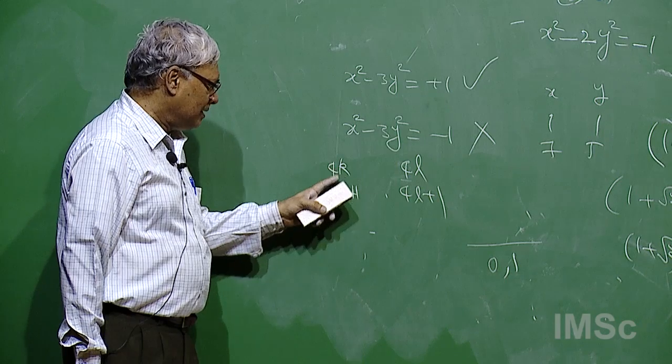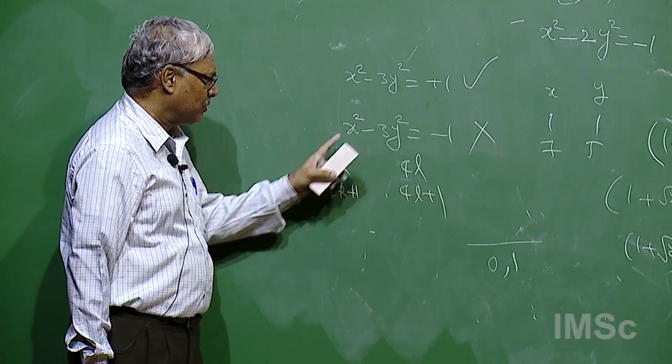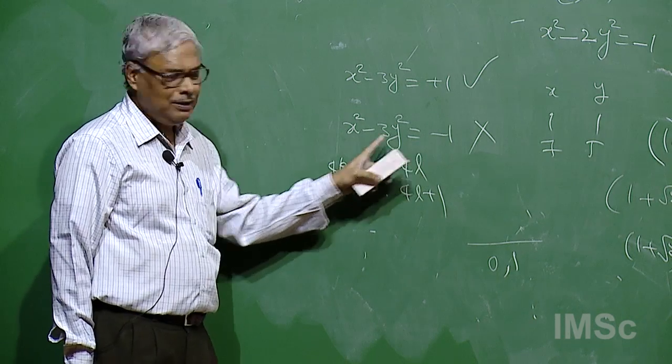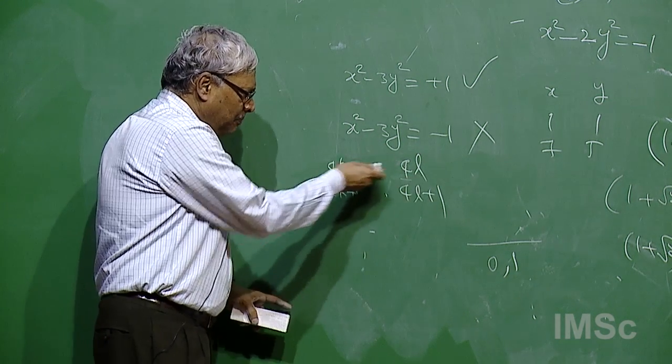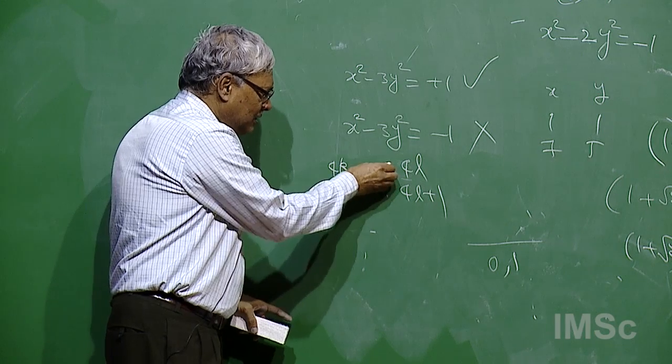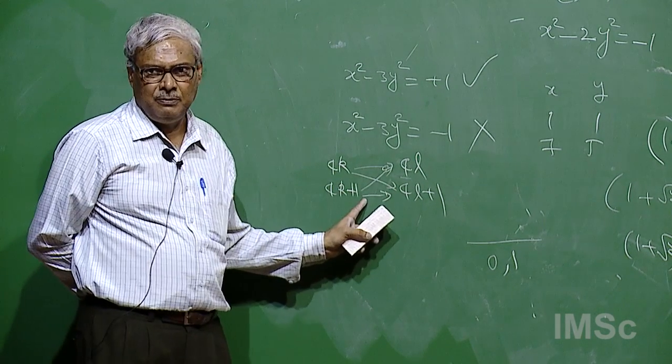Now, this is the nature of the number x squared. This is the nature of the number y squared. But you are multiplying by minus 3 and subtracting. So there are all possible combinations. If you take these two, these two, these two, and these two, there are 4 possible combinations.